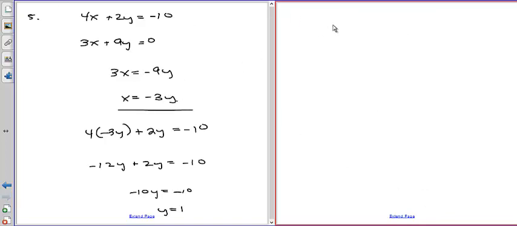And then you plug that back into here. So x is equal to negative 3 times y, which is 1. So you get negative 3. So our point of intersection is going to be negative 3, 1.